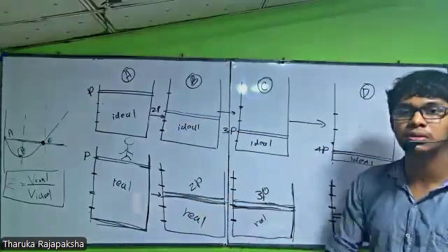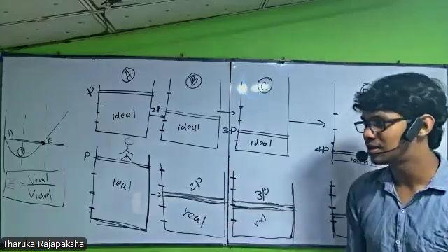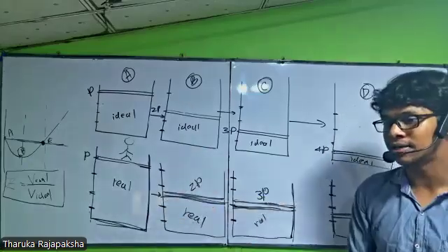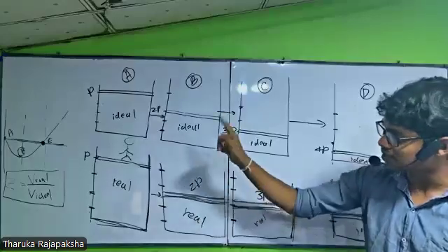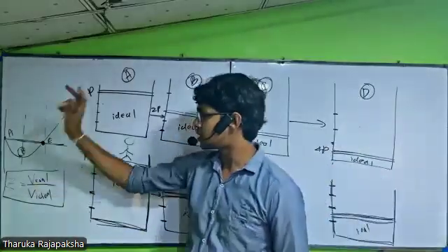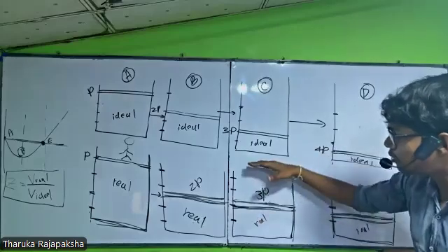What happens when it goes a bit further, people? The volume is less now. The numerator is less than the denominator, right? So Z is less than 1. I marked it there. Then, people, we go further down.